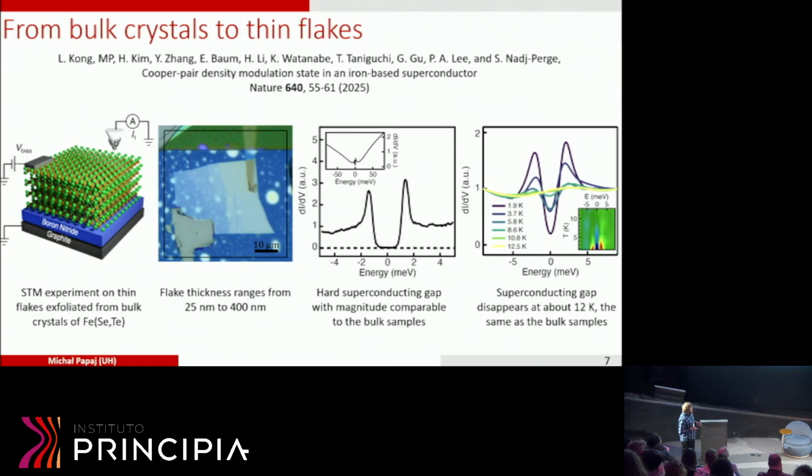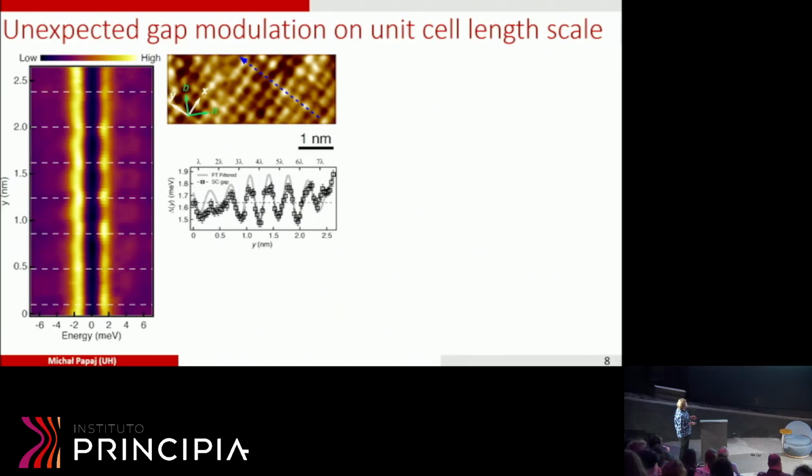But what happens if we look more closely and scan across the surface? First of all, I would like to highlight this topography image, where we see those bright spots. Those bright spots are actually positions of the selenium atoms on the surface. Since you can use them as a reference point, you can scan across the surface along the selenium atom direction. And what you can see is that there is a very nice modulation.